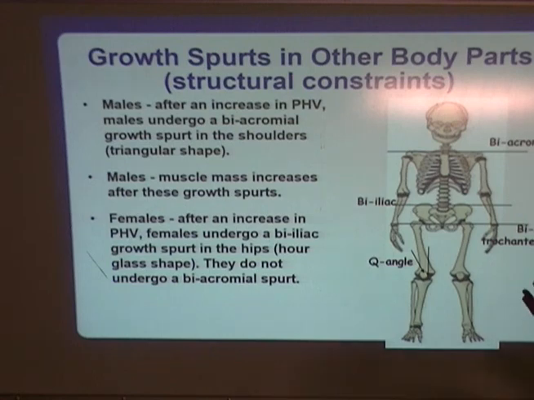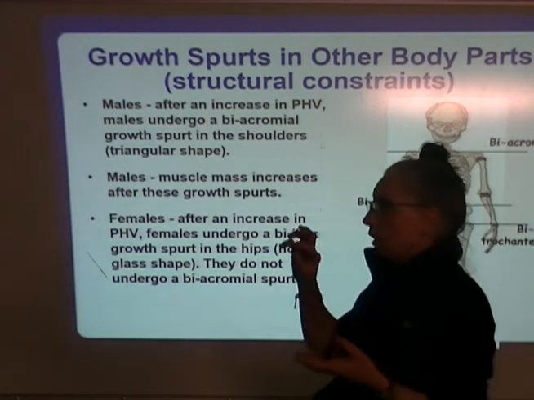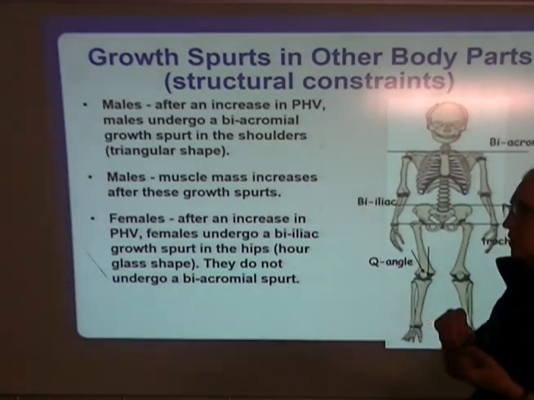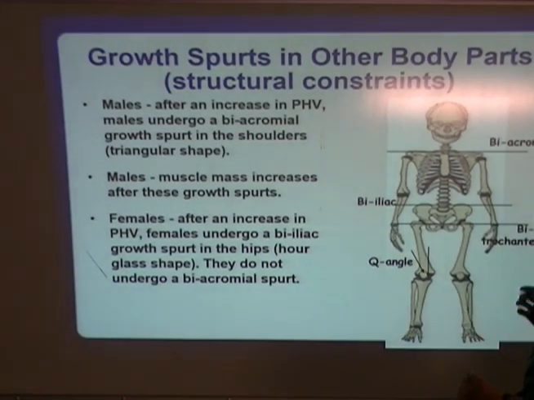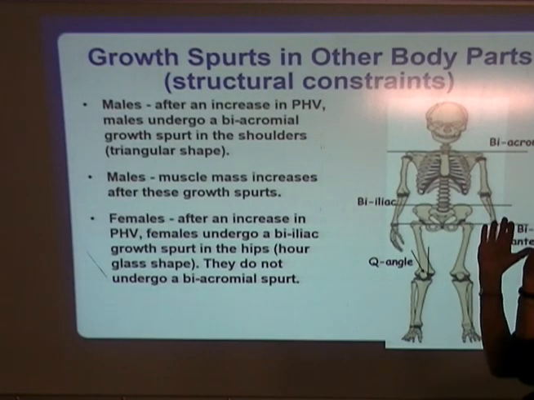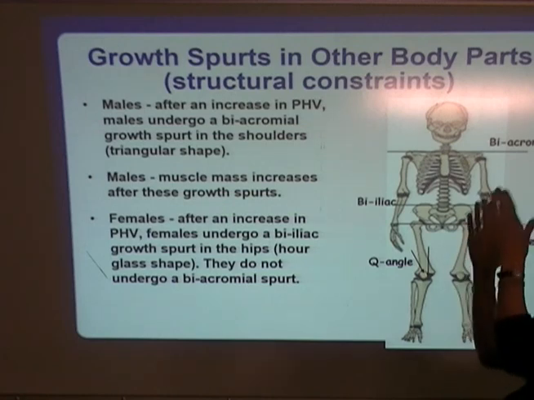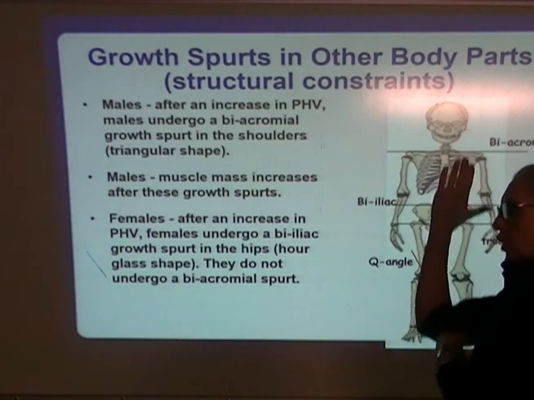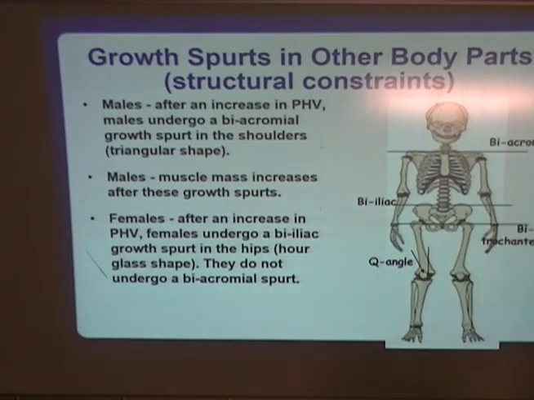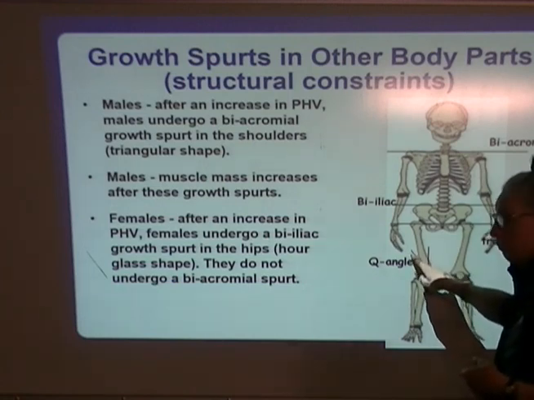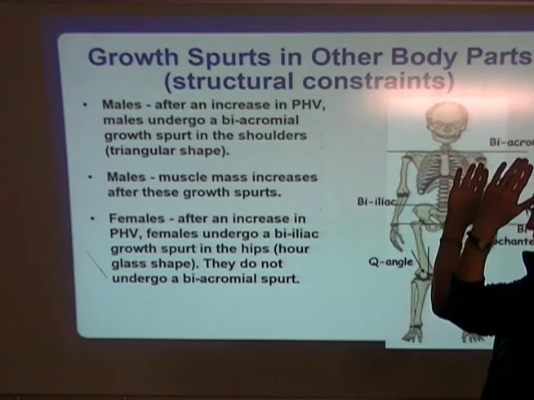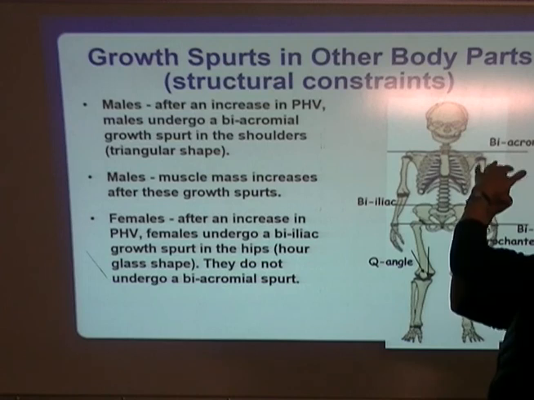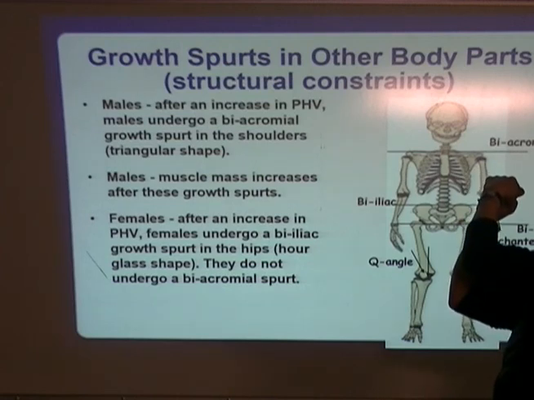So that's an interesting thing to keep an eye on if you're going to be a PE teacher and you're going to work with kids who might be going through puberty. Because when the girls' hips get wider, when this biiliac growth spurt occurs, it changes the angle of the femur into the knee. That's called the Q angle. So as the hips get bigger, the femurs do this, because the head of the femur is stuck in the hip joint.